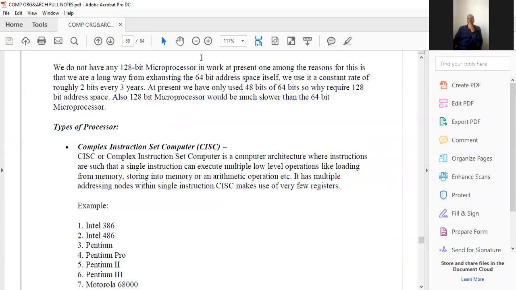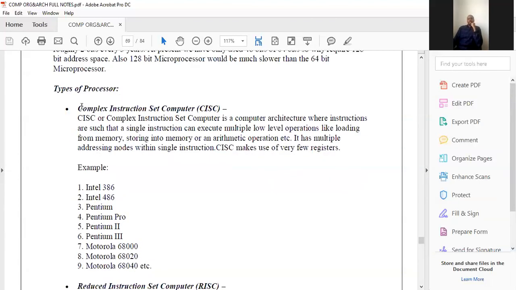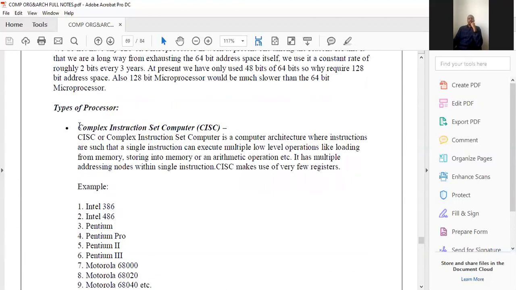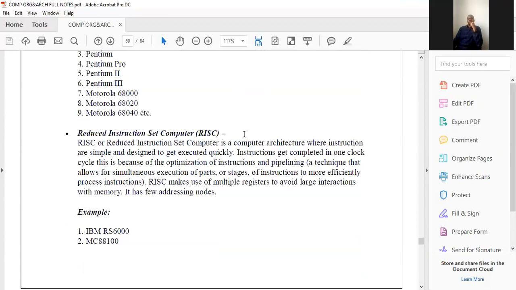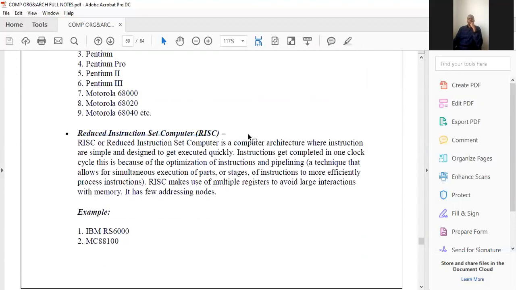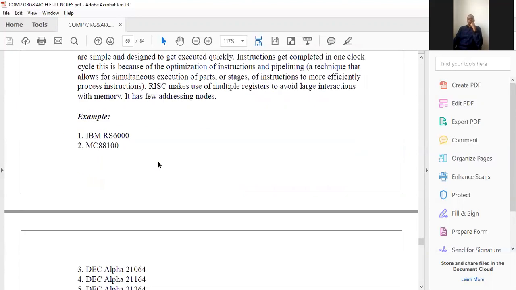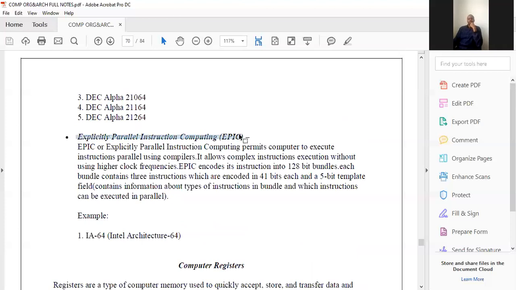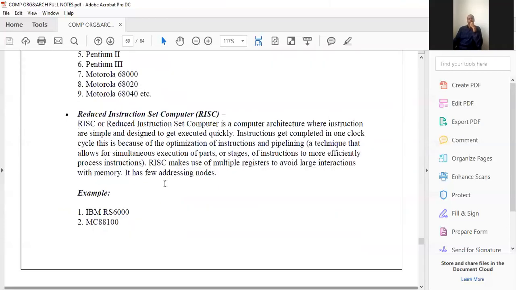Anyway, types of processors. I can see we have less than 8 minutes remaining. So types of processors. We have reduced instruction set computers, RISC processors, and then we have complex instruction set computers, CISC processors. So we have two types of processors, RISC processors and CISC processors. Let's begin with reduced instruction set computer processors, RISC processors. We also have explicitly parallel, we're going to talk about that.